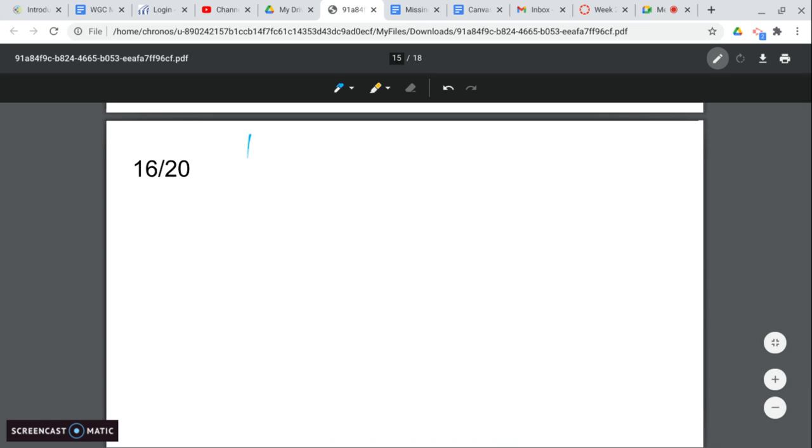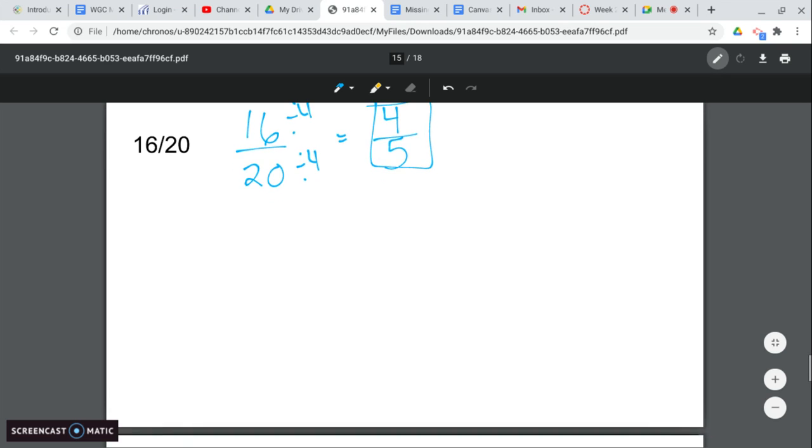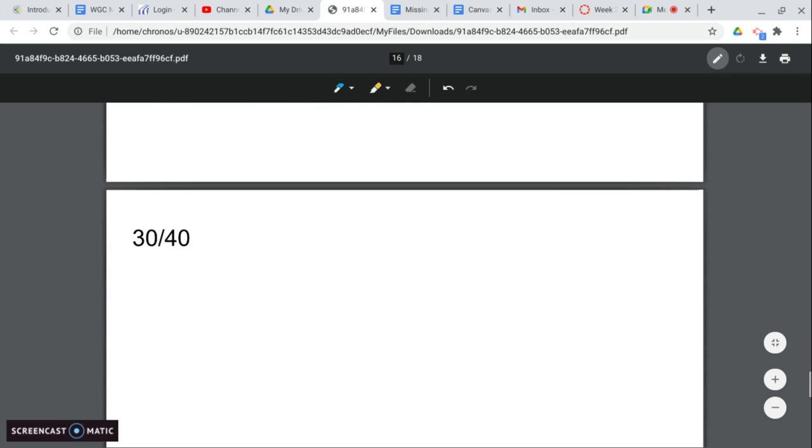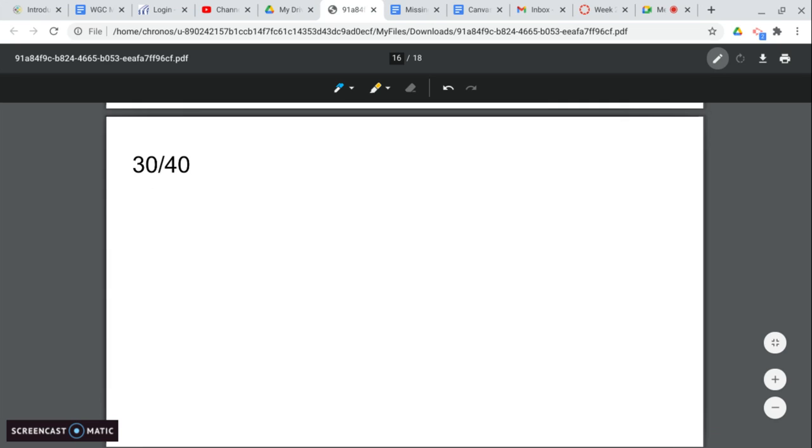All right, 16/20. We know they're both even. We also know they're both divisible by 4. 16 divided by 4 is 4, and 20 divided by 4 is 5. There's our simplest form. So like I said, some of these will appear easier than others.